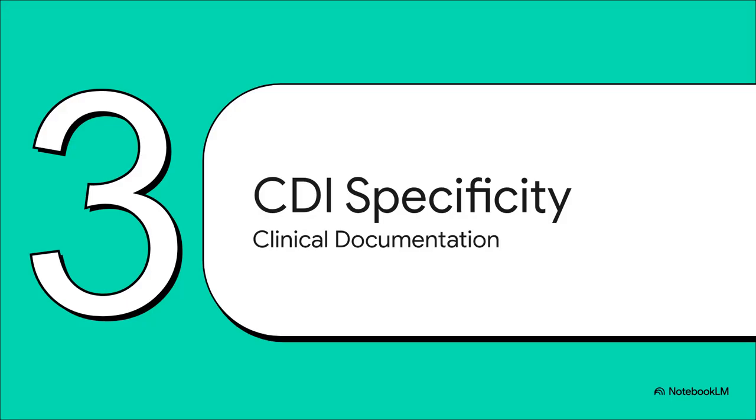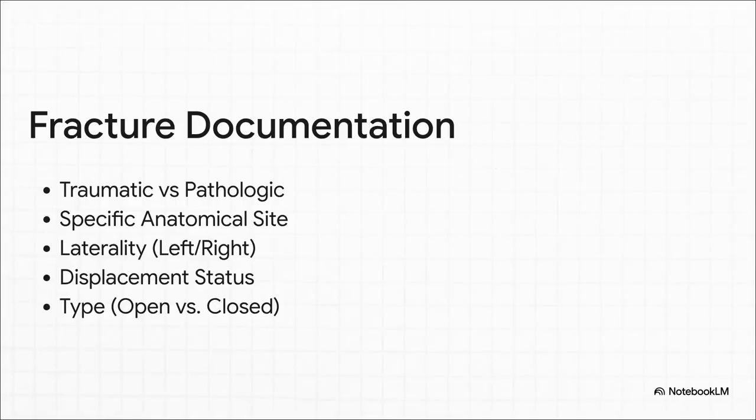Section 3. CDI and Clinical Documentation Specificity. We are now entering the climax of today's lesson, CDI. Because let's be real, knowing the codes is only half the battle. Let's look at fracture documentation. I literally cannot stress this enough. Vague documentation destroys data quality and it destroys reimbursement. A coder has to know if a fracture is traumatic, meaning caused by an injury, or pathologic, perhaps due to underlying osteoporosis or a malignancy like bone metastasis.